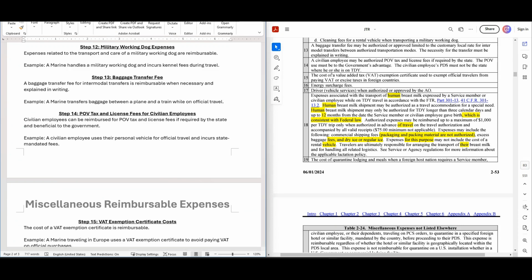Number 14, a civilian employee may be authorized POV tax or license fees if required by the state. The POV must be used to the government's advantage. The civilian employee's DPS must not state that while he or she is on TDY. So this is for civilians. As you can see here, this is not for Marines. But again, if you're having civilians use a POV that is advantageous to the government, then you can go here and look at that piece for their PDS for that reimbursement.